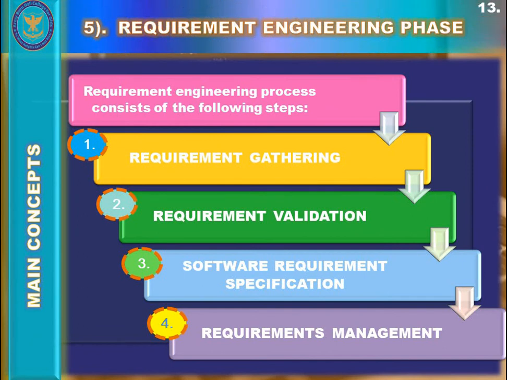The requirement engineering phase consists of the following four steps. Requirement gathering: first, the necessary requirements would be gathered. Then requirement validation: those requirements would be approved and validated. Then software requirement specifications, and then those requirements would be managed when they are used in the organization.